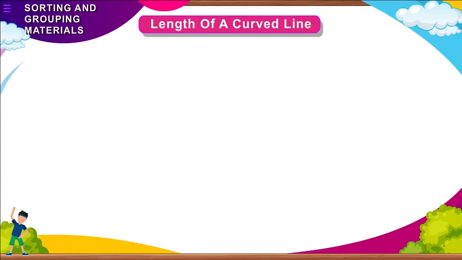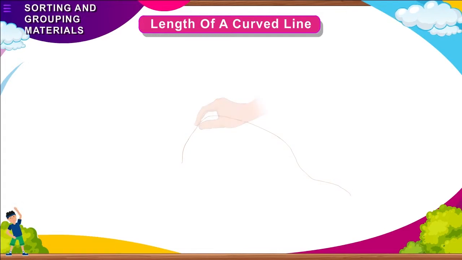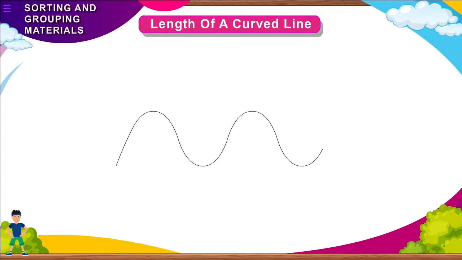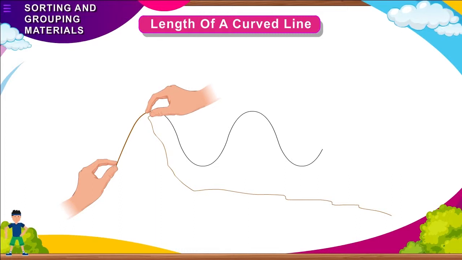Length of a curved line. To measure the length of a curved line, we use a thread. Place one end of the thread at any one end point of the curved line. Use your fingers to press the thread over the curved line slowly and accurately. Place small portions of the thread exactly on the line.